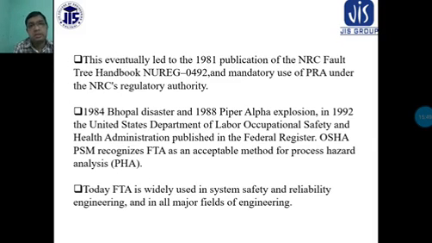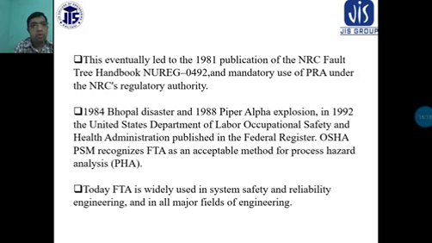This eventually led to the 1981 publication of the NRC Fault Tree Handbook, NUREG-0492, and the mandatory use of PRA under the NRC regulatory authorities. That means the use of PRA became mandatory under the NRC and the regulatory authorities.